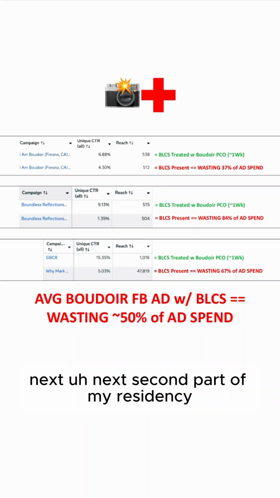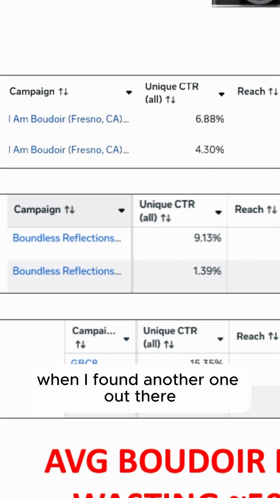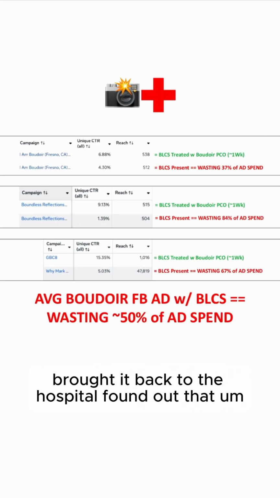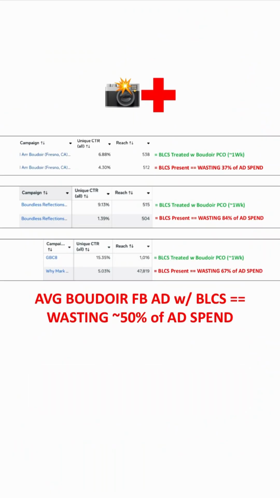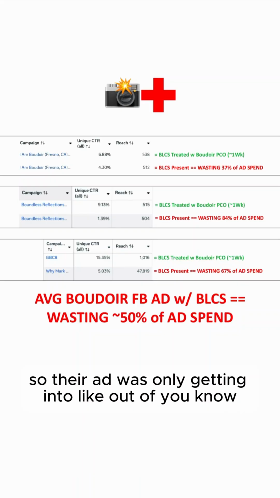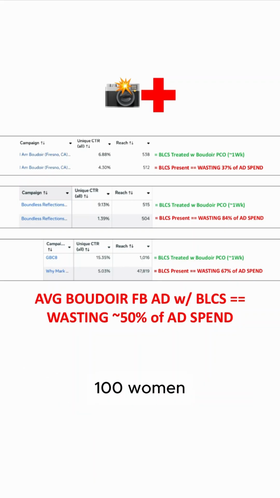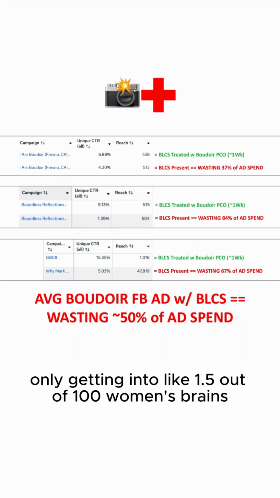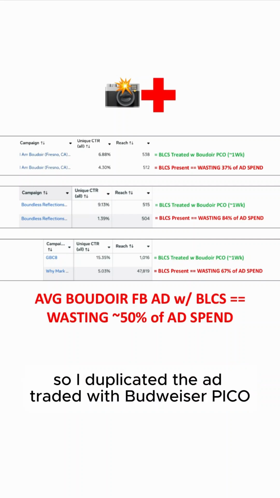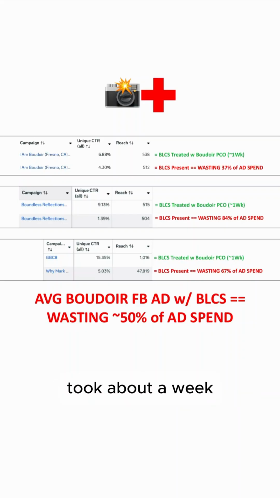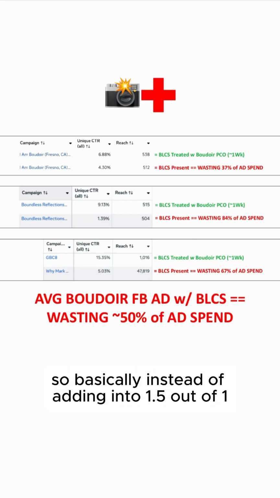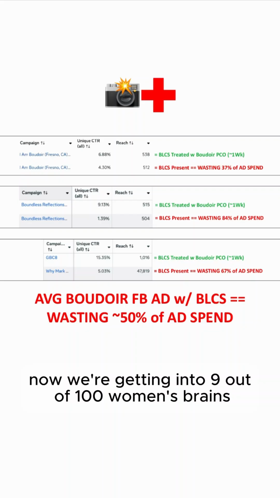Next, second part of my residency, I found another Boudoir Facebook ad out there in the wild, brought it back to the hospital, ran it, tested it, and found out BLCS was present, unique CTR of 1.39%. So their ad was only getting into like, out of 100 women, only 1.5 out of 100 women's brains. So I said, cool, easy enough fix for me. I duplicated the ad, treated it with Boudoir Pico, took about a week, and got the unique CTR up to 9.13%. So basically, instead of their ad getting into 1.5 out of 100 women's brains, now we're getting into 9 out of 100 women's brains.